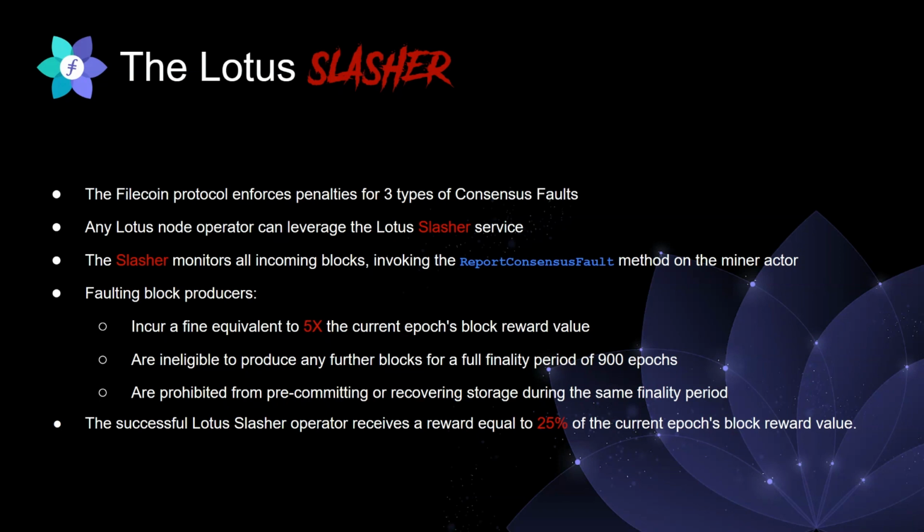Faulting block producers will incur a fine equivalent to 5 times the current epoch's block reward value. They are ineligible to produce any further blocks for a full finality period of 900 epochs, and they are prohibited from pre-committing or recovering storage during that same finality period. The successful Lotus Slasher operator receives a reward equal to 25% of the current epoch's block reward value.